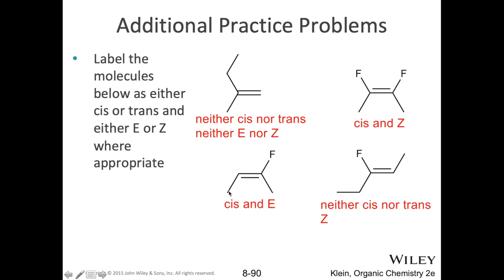Likewise, here we have 2 methyl groups coming off of this double bond. So again, we can use cis here to show that they're on the same side.